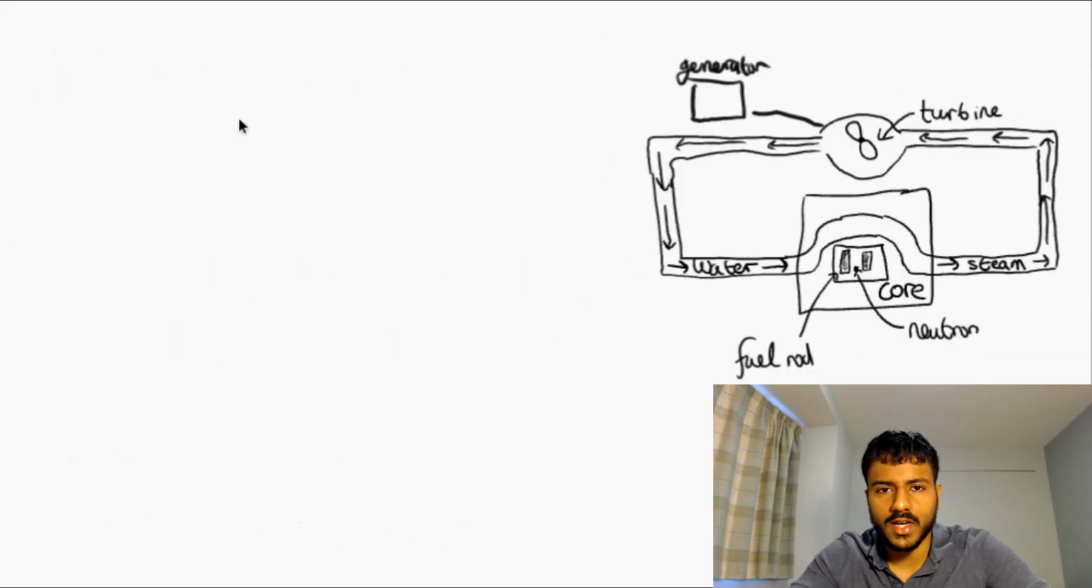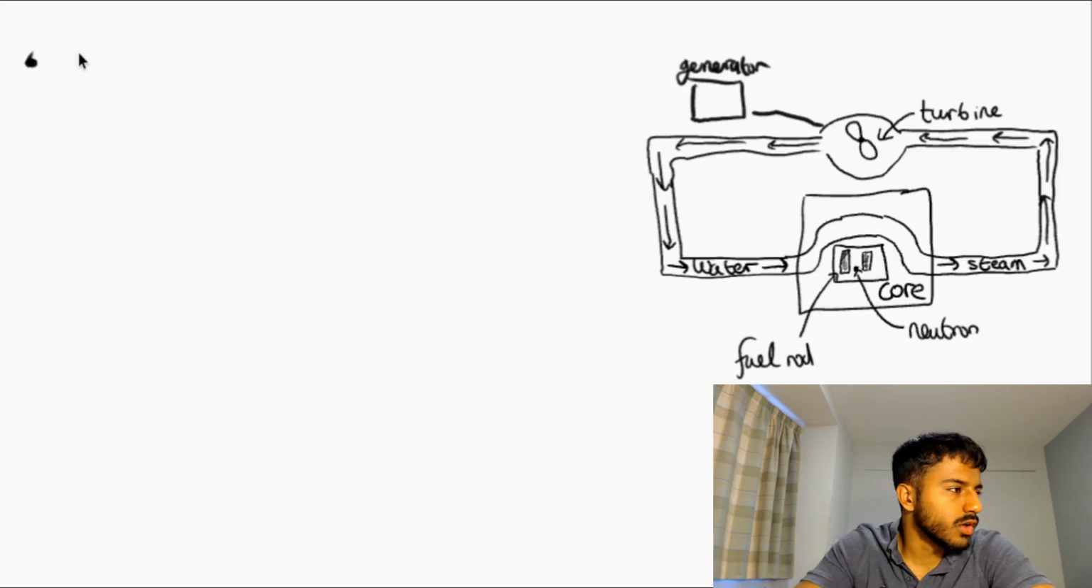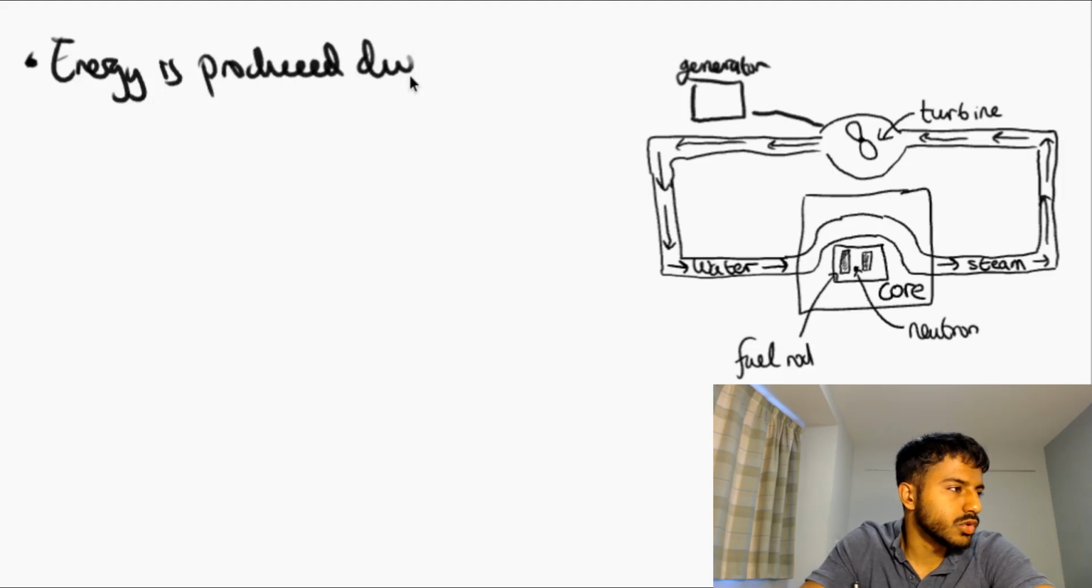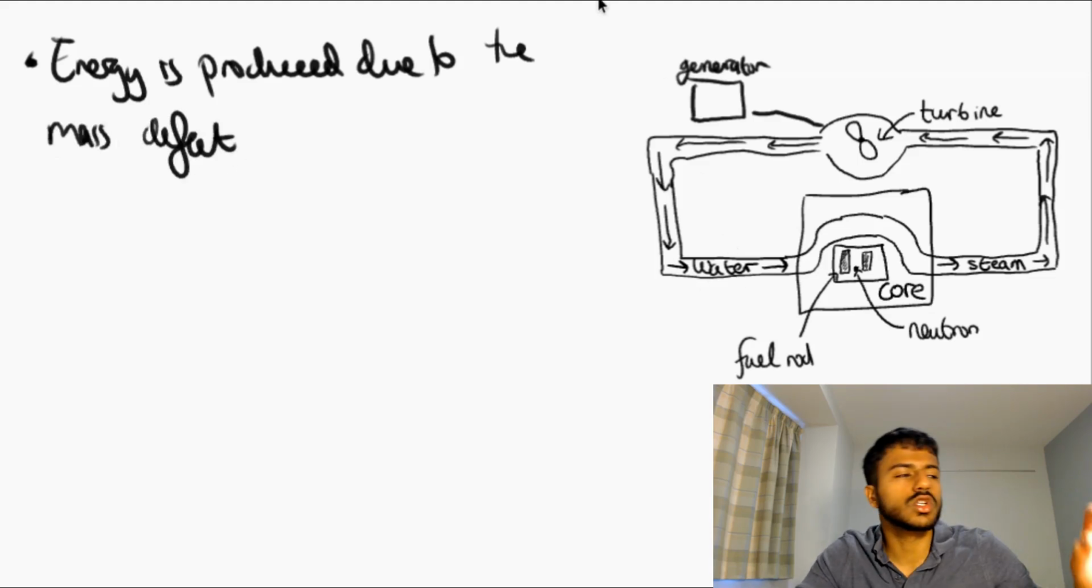So we started off by looking at the reaction that takes place in a nuclear fission reactor. So now let's look at the whole process of what goes on to produce the energy that we supply to our homes. And we know that energy is produced due to the mass defect. And as we can see here, there is some water flowing into this core. And in this core, we have our uranium fuel rods and our neutron.